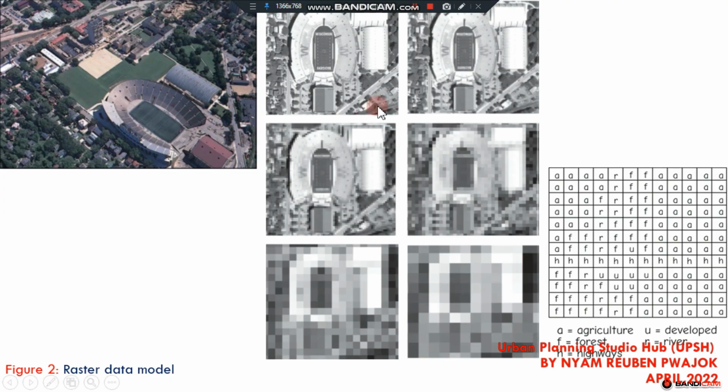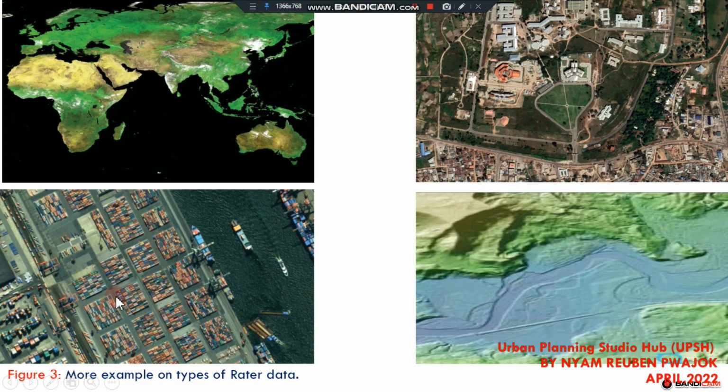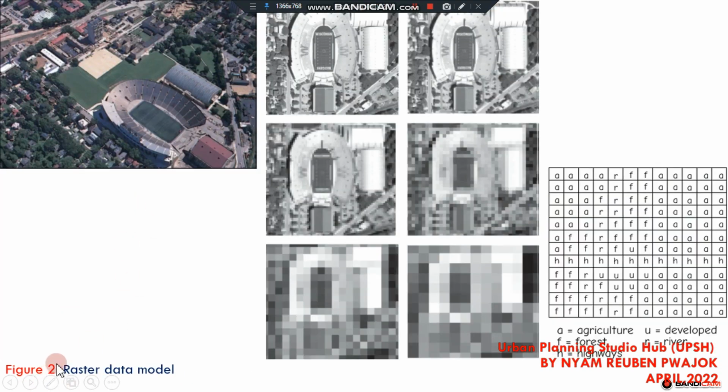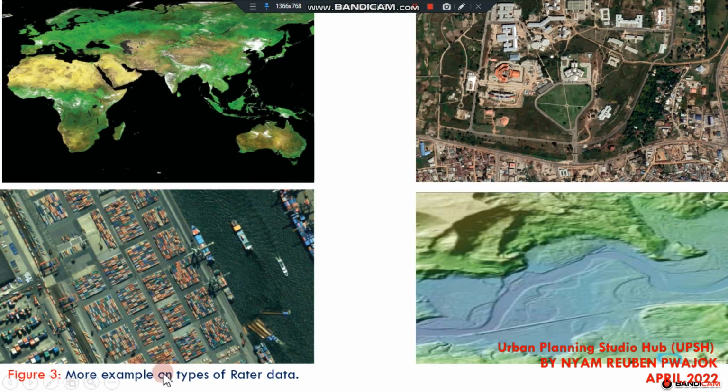Now from this image, you see this is a raster data model type. And this is more examples of types of raster data. This is an image of the world showing us the vegetation cover. This is what we call NDVI, normalized difference vegetation index. This image is the NDVI for the whole world, and it is actually a raster image.